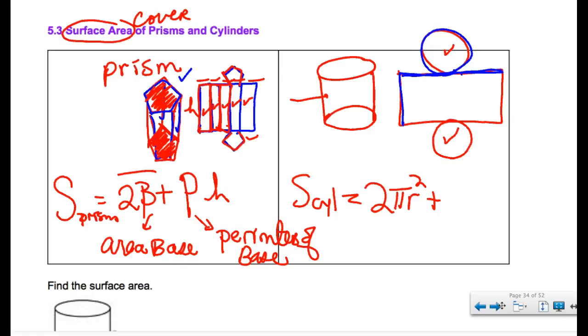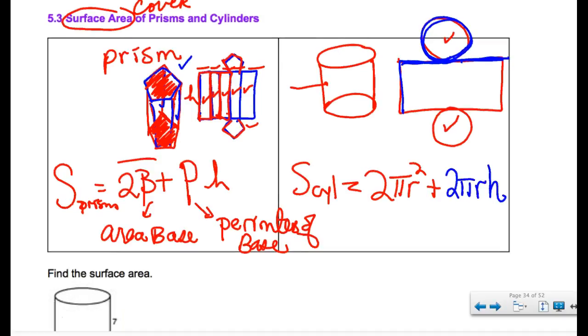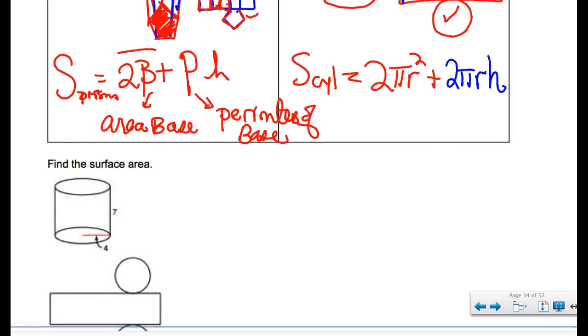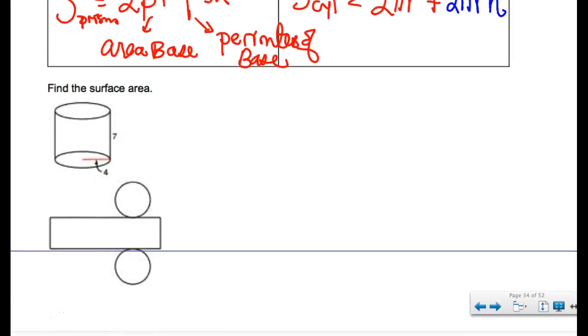Again, picture taking off that Campbell's soup label. The length of the label is the distance around a circle. That's how it wraps around it. And the distance around a circle is its circumference, or 2 pi r. So we need the radius and the height for the cylinders. So let's go find the surface area right here.